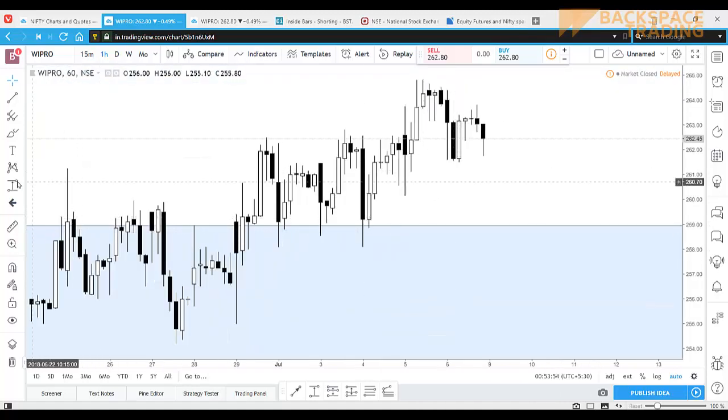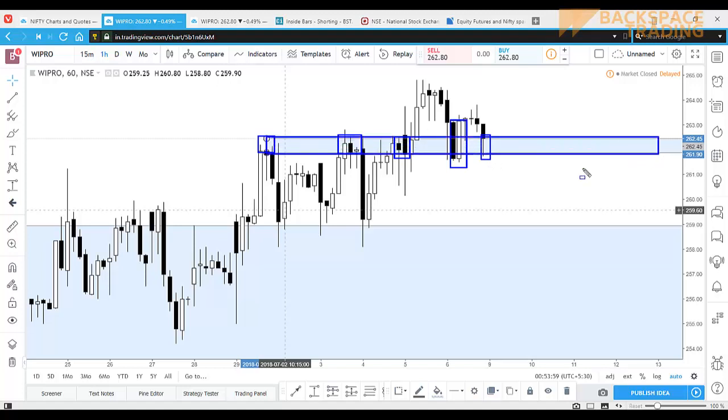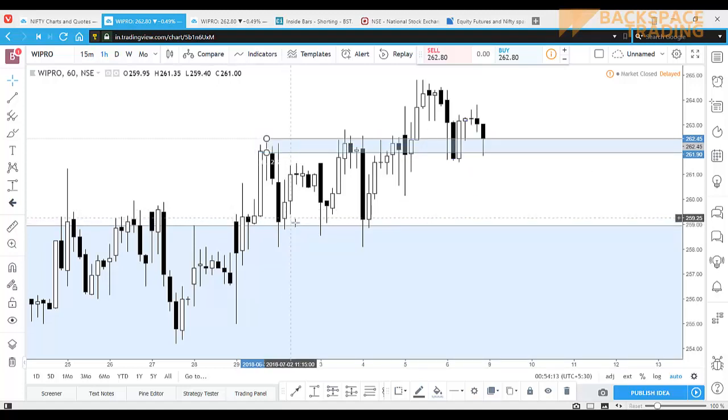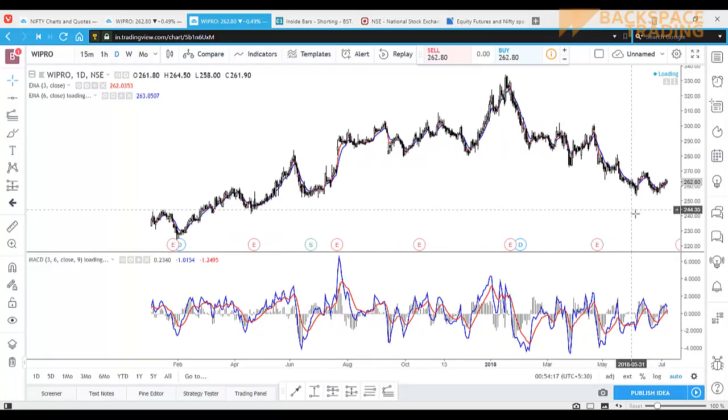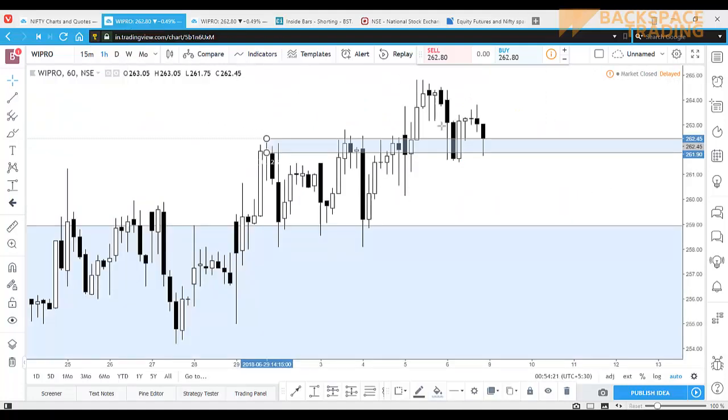And let's see. I can draw this, right? Resistance, test, breakout, pull back, again support. This is change in polarity, guys. You see how I just dissected this scenario to this. Now don't you think I can take up a trade?